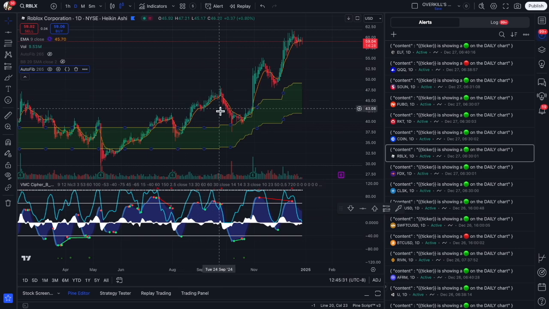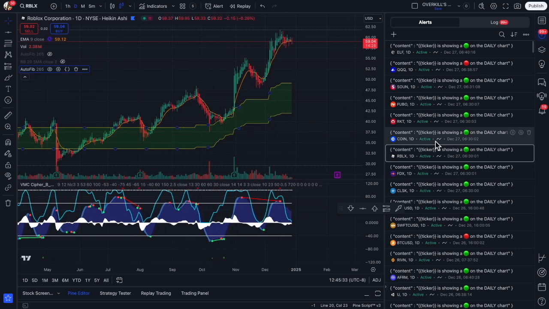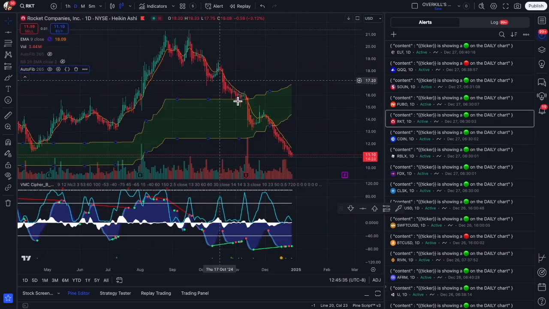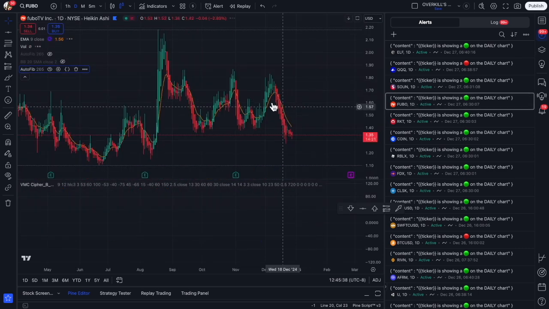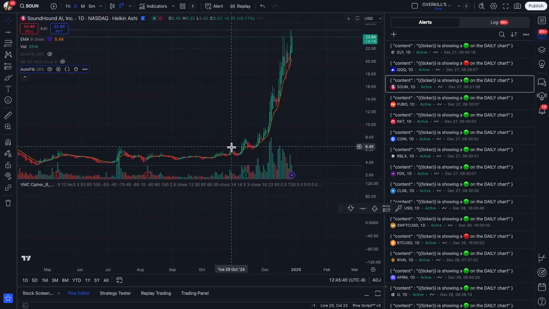I want to be buying all pullbacks into this zone on the assets. Again, I'm not buying assets that are trending below this zone because it's in a bear market. Okay, bear market.